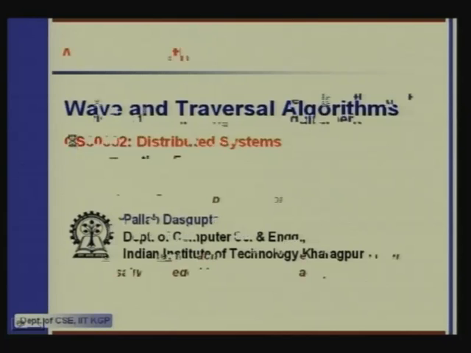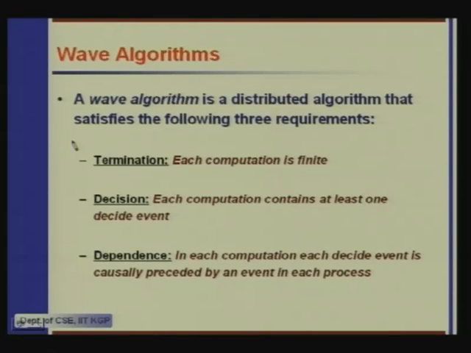So, let us see what defines a wave algorithm. A wave algorithm is a distributed algorithm that satisfies the following three requirements. The first requirement is that each computation is finite. So, termination is a requirement of a wave algorithm. Each computation contains at least one decide event. So, decide event is a special type of event and each computation must contain at least one decide event.